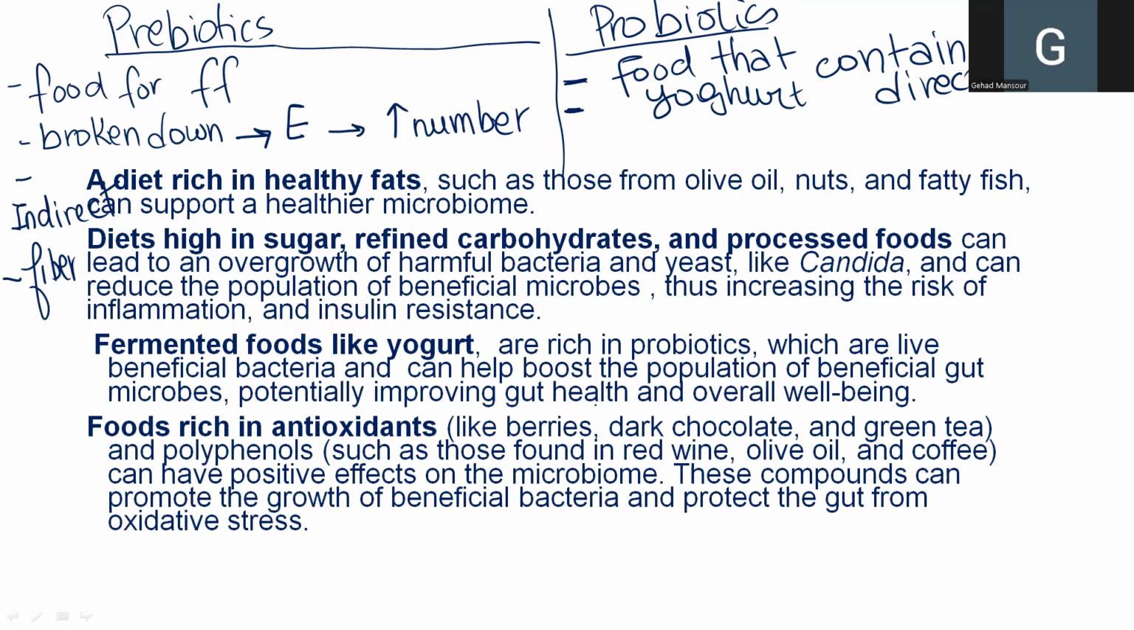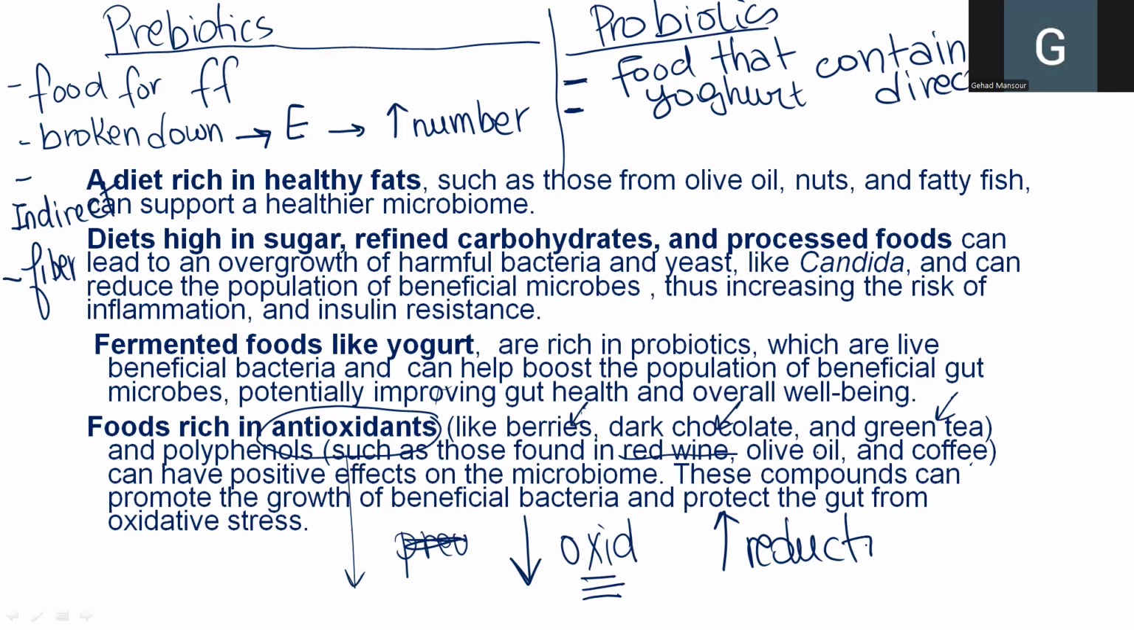Most of the colored foods, like berries, whether they are blueberries or blackberries, dark chocolate, green tea, of course, we do not consume wine, olive oil, and coffee. They are mostly colored and they contain antioxidants. Antioxidants means what? They prevent oxidation, or they do not actually prevent, they minimize oxidation in the body. And how do they minimize oxidation in the body? By increasing reduction or addition of electrons.